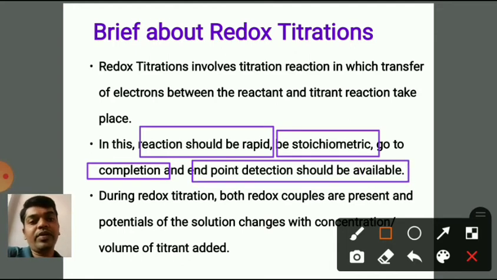So these are the four different criteria involved in the redox titration. The first one is the reaction must be fast, the reaction should be stoichiometric, and the reaction should go to completion. And the last one, which is more important, is that the endpoint detection should be available in the redox titration. So these are the four requirements in redox titrations.